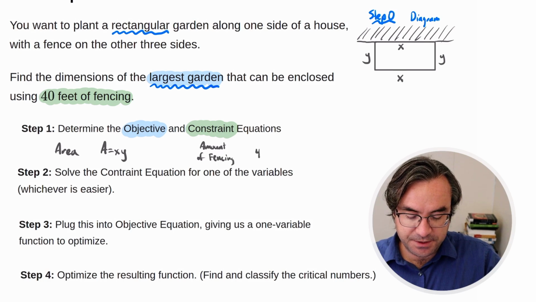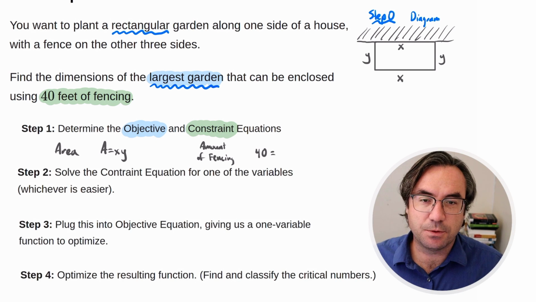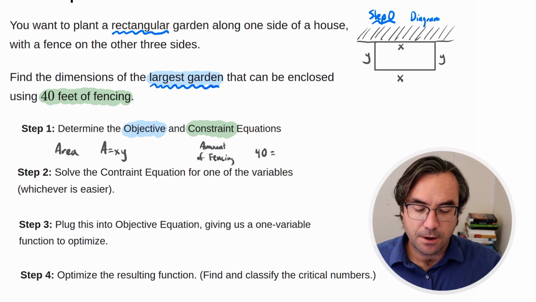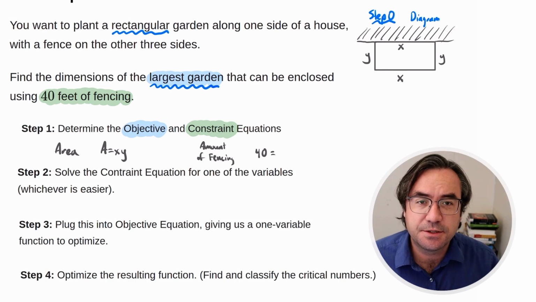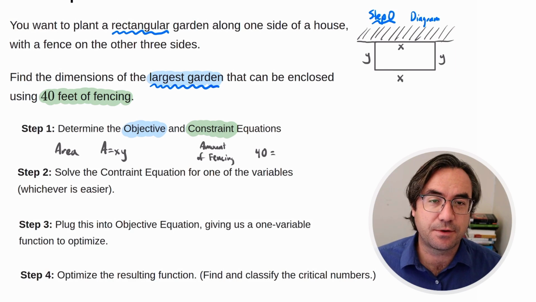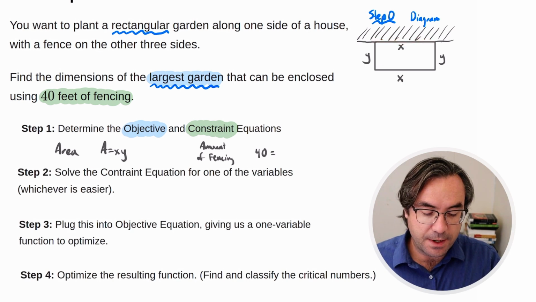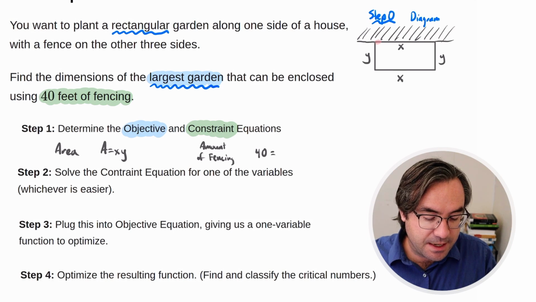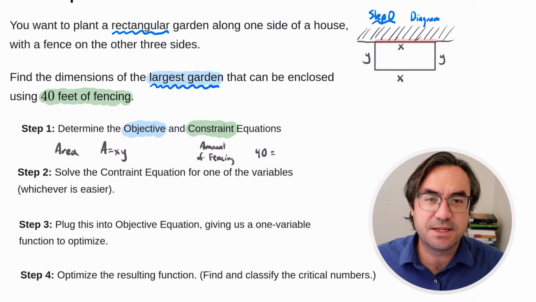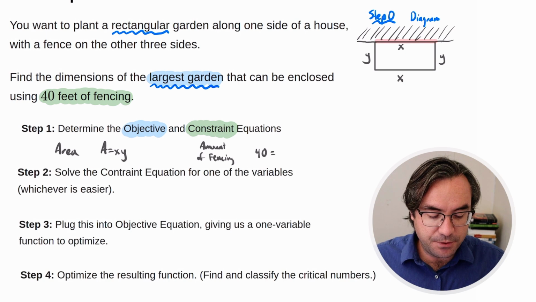And we know that this should be equal to 40. All right, so how much fence are we going to need to fence in the three sides of our rectangle? Remember, we don't need one over here. So for our rectangle, we don't need a fence on the side that's next to our house, but we do need fencing for this side, for the other three sides.